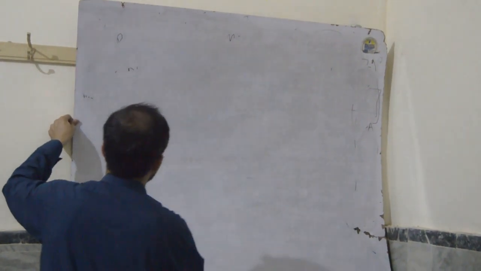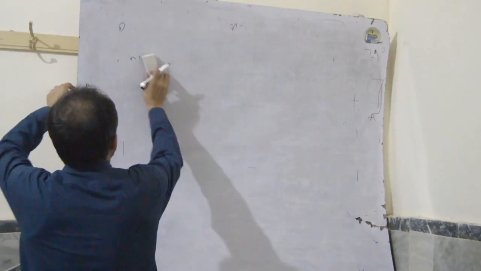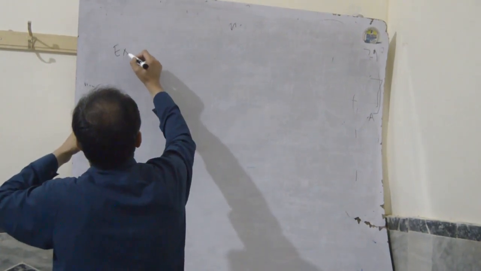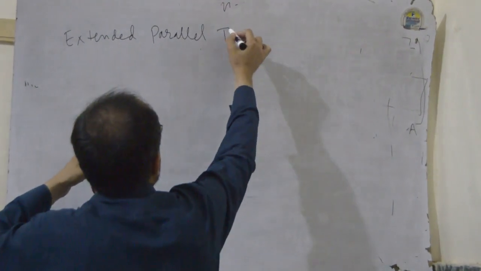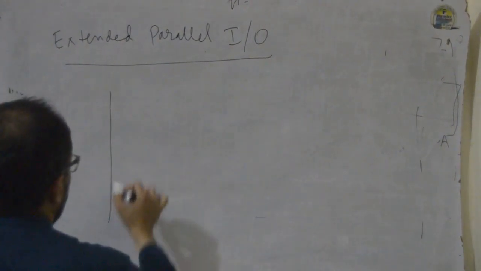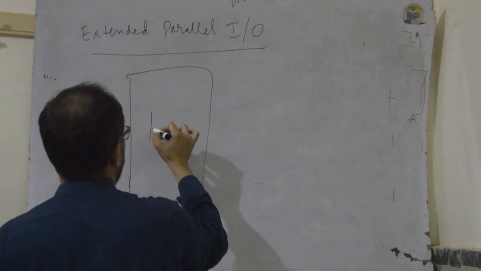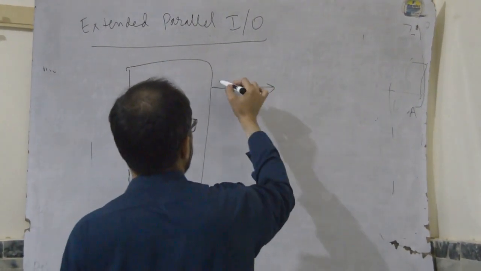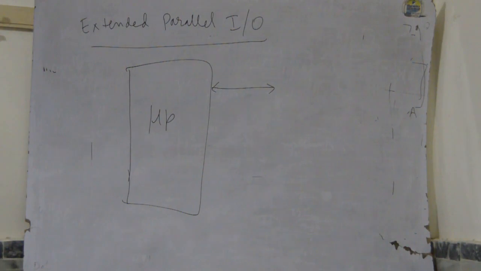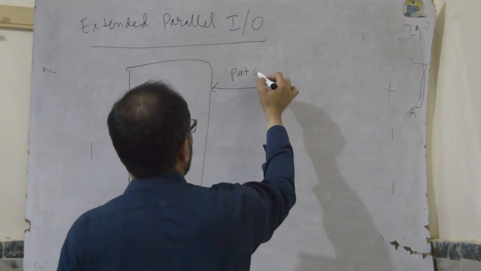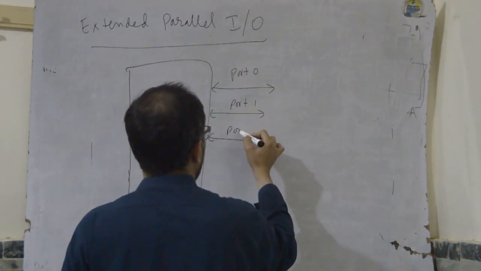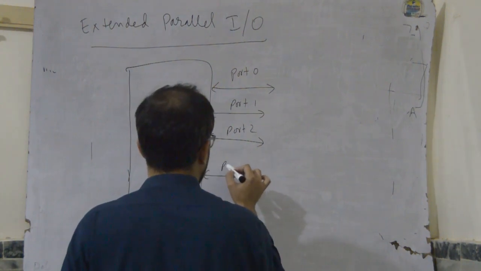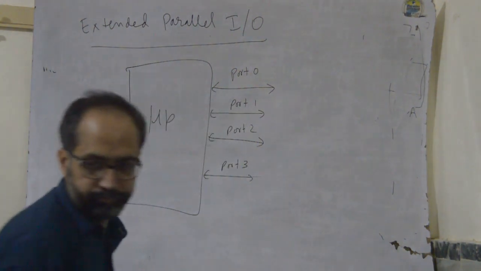Now we will study another type of IO device that is called extended parallel IO. So how will this look? This is a microprocessor. It is interfaced with port 0, port 1, port 2, and port 3.